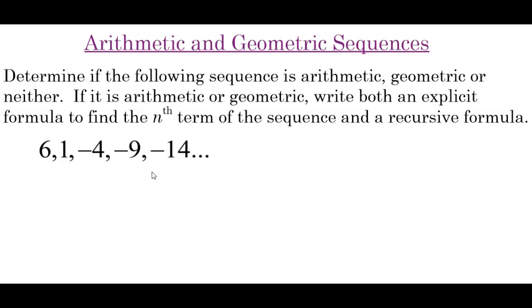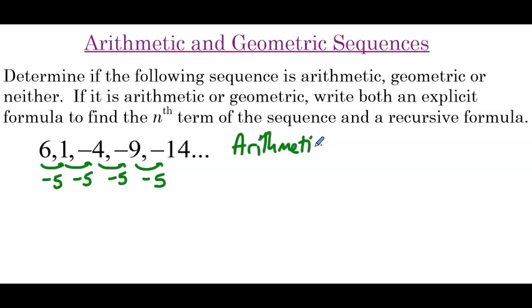Looking at the terms of the sequence, it seems that we are subtracting 5 to go from one term to the next. Let's see if that works out the whole way. So subtract 5 from 1, we get -4. Subtract 5, we get -9. Subtract 5, we get -14. So we do have a consistent value that we're subtracting to go from one term to the next. So that's the common difference. And that means we have an arithmetic sequence with a common difference of -5.